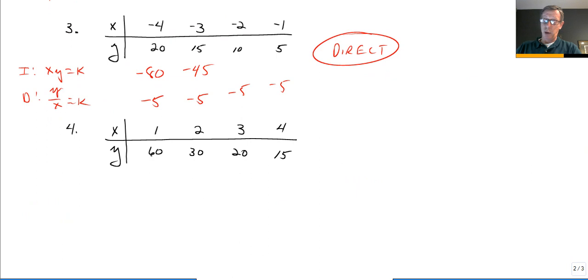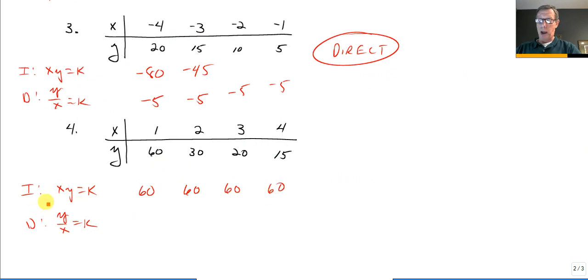Okay, let's try the last one. So inverse, xy would be equal to k. Direct, y over x would be equal to k. So 60 divided, let's take times. 60 times 1, that's 60. 30 times 2 is 60. 20 times 3 is 60. 15 times 4 is 60. So when I took and multiplied the x and y values together, I did get a constant. Remember, that gives us inverse. That tells us it's inverse variation.